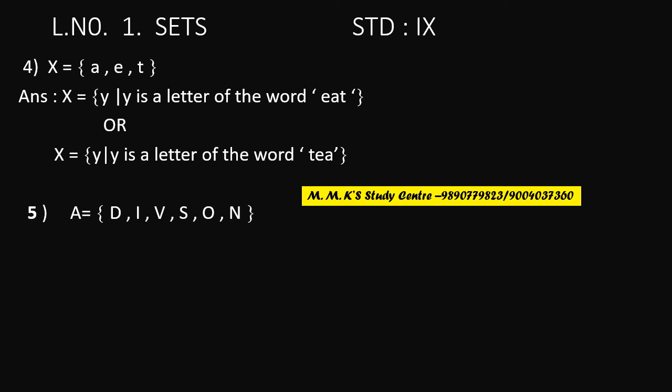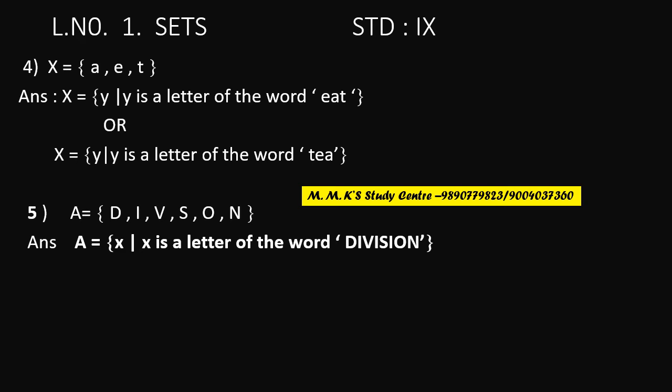So let us see how to write the answer. A is equal to X such that X is the letter of the word division. Okay, A is the letter of the word division. Okay, now next example.